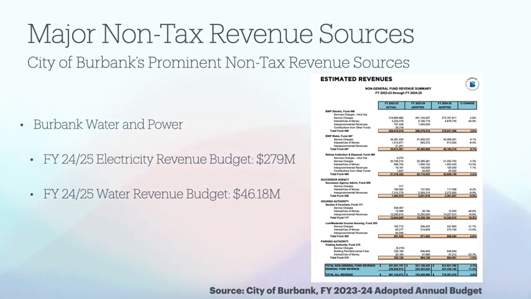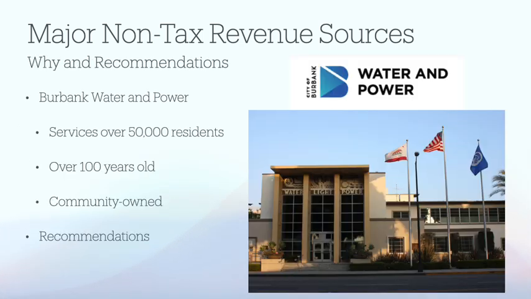A large part of Burbank's charges for services is actually comprised of the revenues that they receive under the Burbank Water and Power Enterprise Fund. As you can see, the electricity revenue budget for the City of Burbank is $279 million, and their water revenue budget for fiscal year 24-25 is $46.18 million. So of their overall revenue budget of almost $780 million, a large part of it is comprised of their BWP revenues.